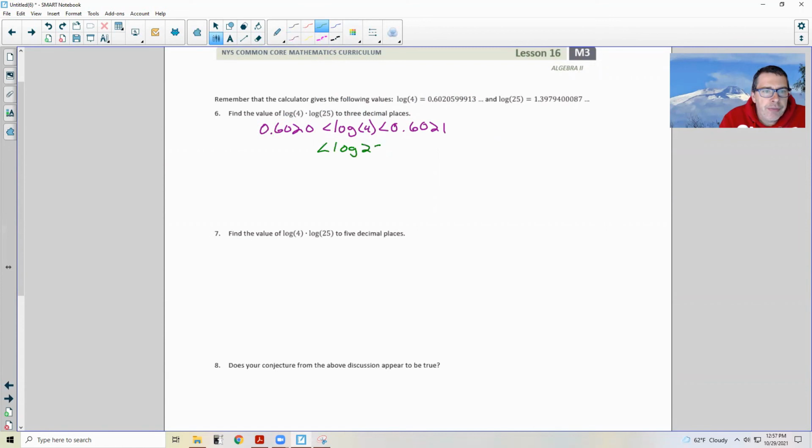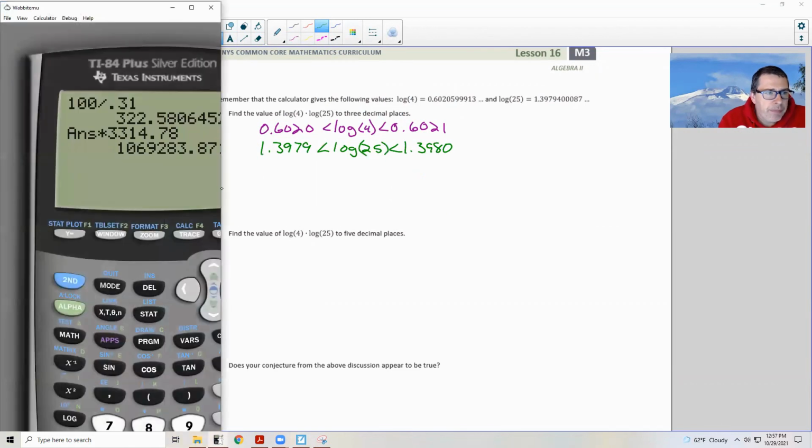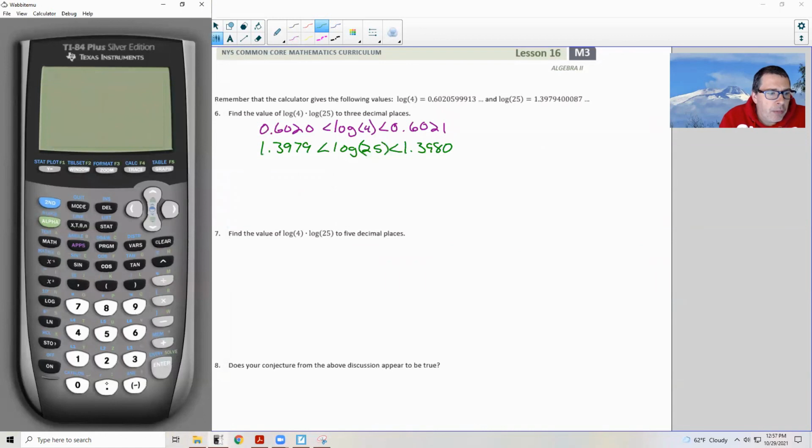And then we say the log of 25, again, is between 1.3979 and 1.3980. Okay, so then when I multiply these two, let's just use the calculator for time, just to show what's going to happen here. 0.6020 times 1.3979 equals 0.841538.